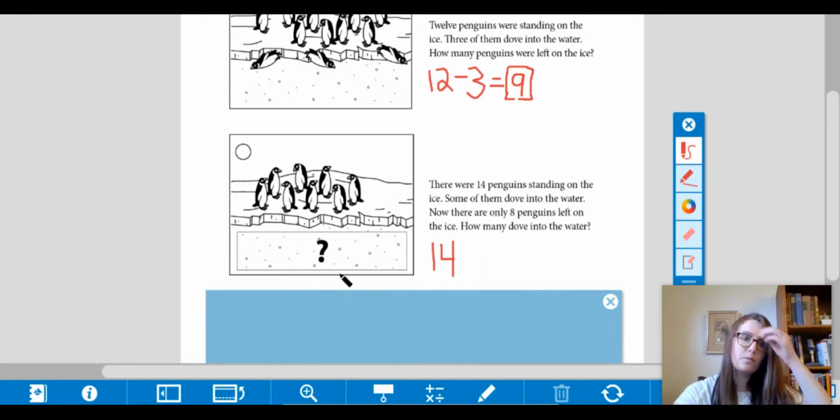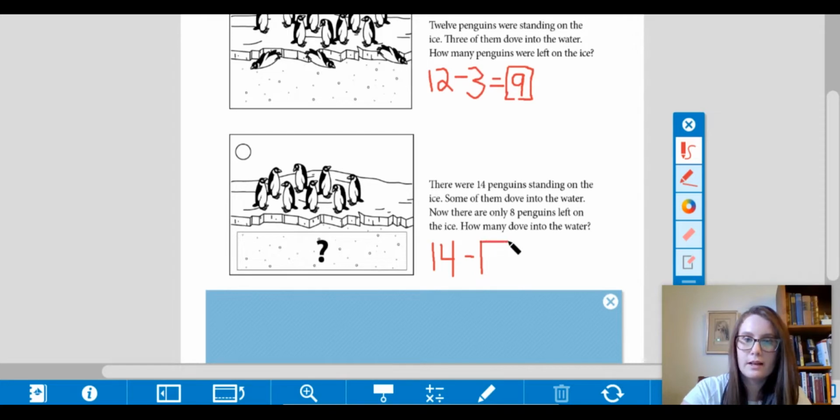Some dove into the water. Do we know how many dove into the water? No. So that's where our box is going to go. That's the mystery number that we are trying to figure out. 14 minus, now there are only 8 penguins left on the ice. So we know that there are 8 penguins left after that mystery number dove into the water. So our equation is 14 minus box is the same as 8.